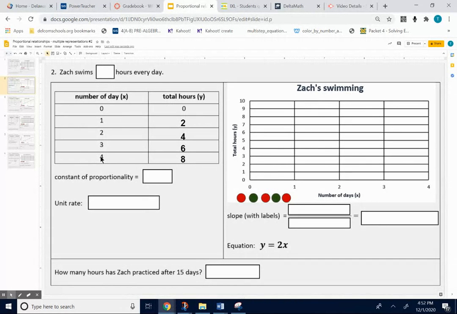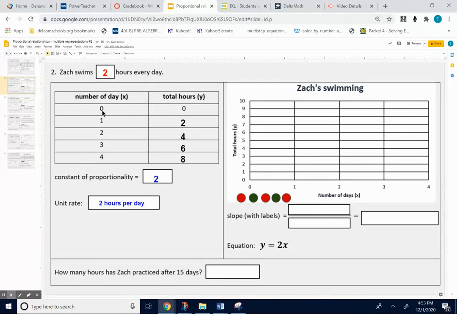8 divided by 4 is 2. 6 divided by 3 is 2. 4 divided by 2 is 2. 2 divided by 1 is 2. Ignore the zeros. So 2. And if I think about labels, instead of 2 over 1 or 2 divided by 1, think of it as 2 hours for every 1 day. So my unit rate is 2 hours per day. I'm set. I know what I'm doing now, because number 2 up here says Zach swims blank hours every day. It's got to be 2.